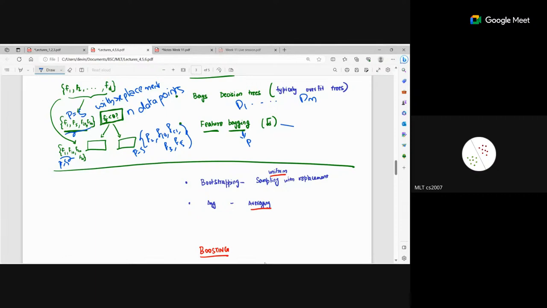Previously, when you have F1 to FD, you'd select the best feature among all the features. But when you do feature bagging, you won't be selecting from all the available features. First, you do the bagging of features, and you may get very few values there, so you may not get all the features. From this available set, you select the best feature. Is it clear? And previously, this is with replacement. The features are also with replacement.